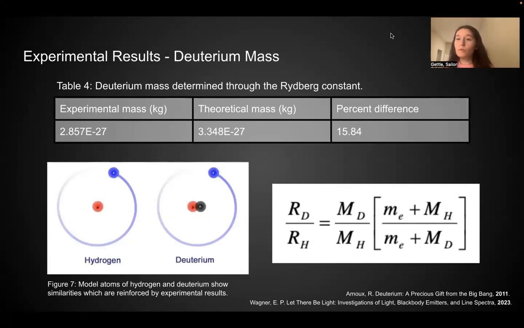In addition, we use these Rydberg constants to determine the mass of deuterium using the equation shown on the right. The experimental mass was determined and then compared to a theoretical mass, which was predicted to be about twice that of hydrogen, which is a known value, based on the fact that deuterium just has one more neutron than hydrogen. And likewise, that percent difference was 15.84, which is pretty good.